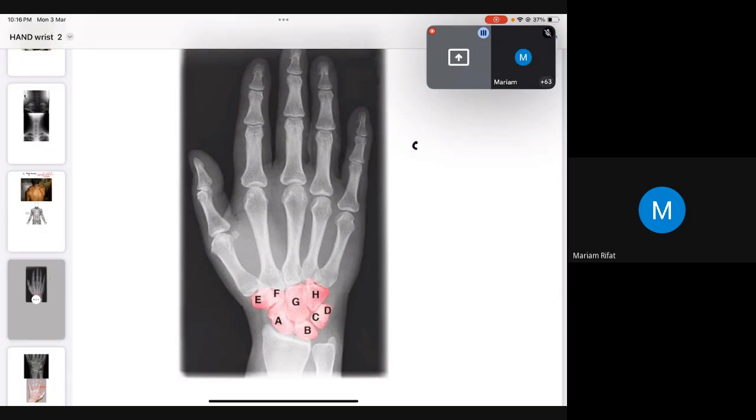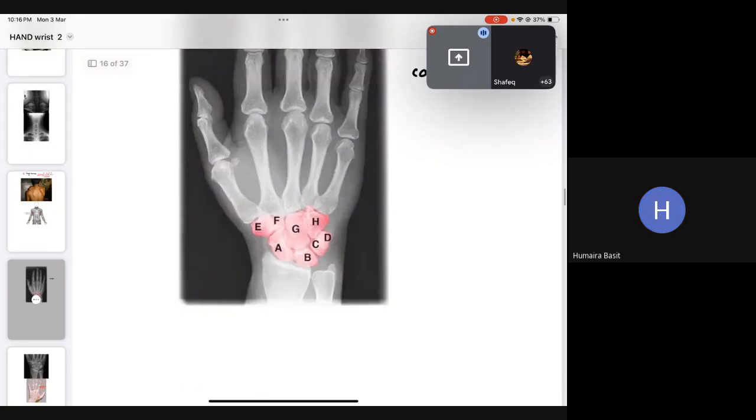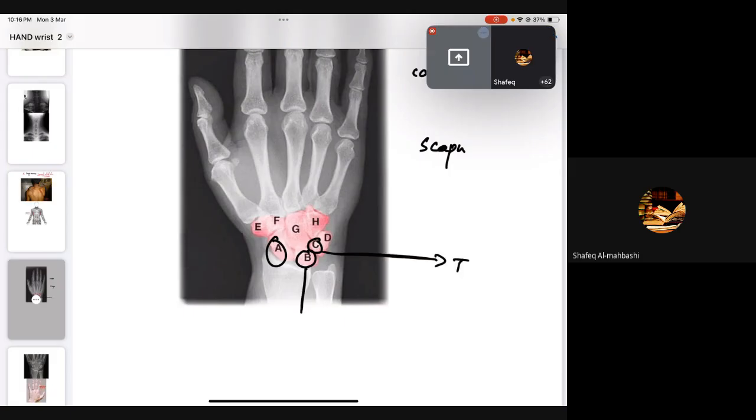Metacarpal or carpal bones. The carpals basically refer to the wrist, right? So we have different bones here. You have your scaphoid, number A. You have your lunate, number B. Triquetrum, number C. So this is your scaphoid, lunate, and triquetrum.